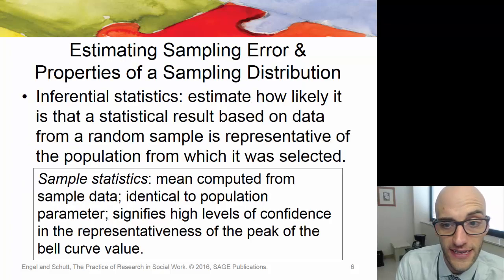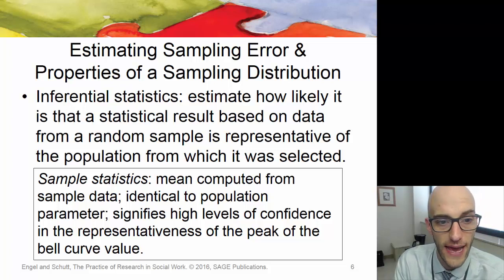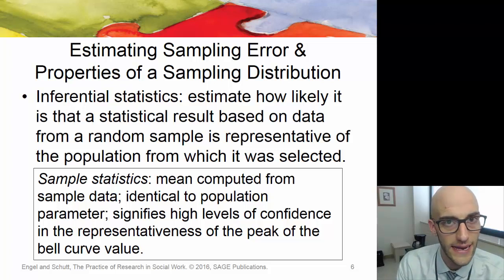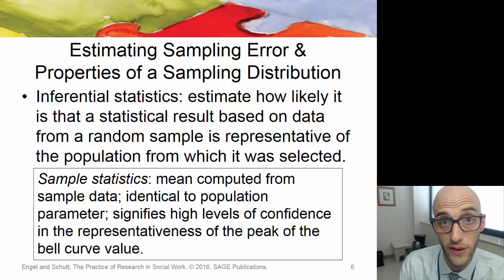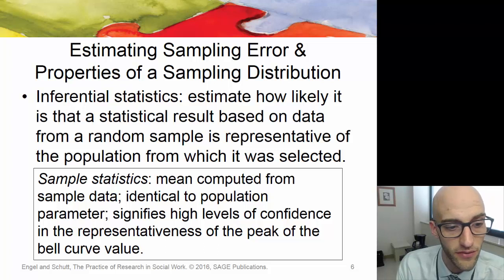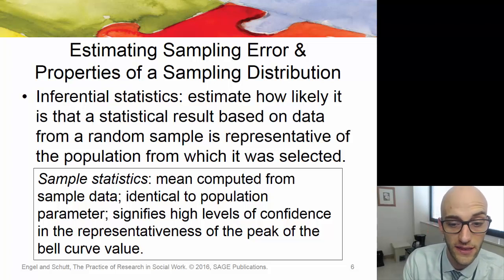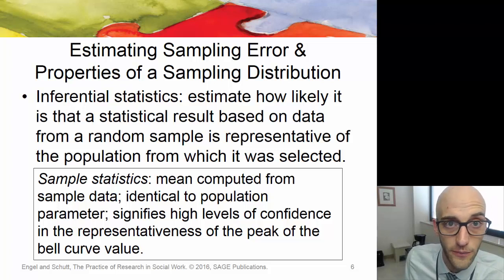So on to inferential statistics, which is an estimate of how likely it is that a statistical result based on data from a random sample is representative of a larger population from which it was selected. And again, you probably don't need to know the process of this, but just so you're familiar with what this means if you see it in a paper, sample statistic is a mean computed from sample data, or an average, identical to a population parameter, which signifies a high level of confidence in the representativeness of the peak of the bell curve value.